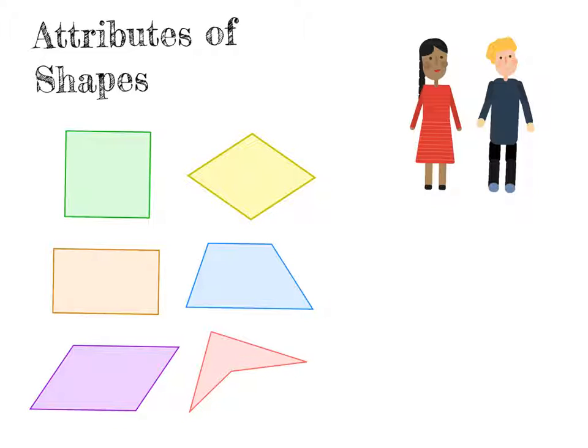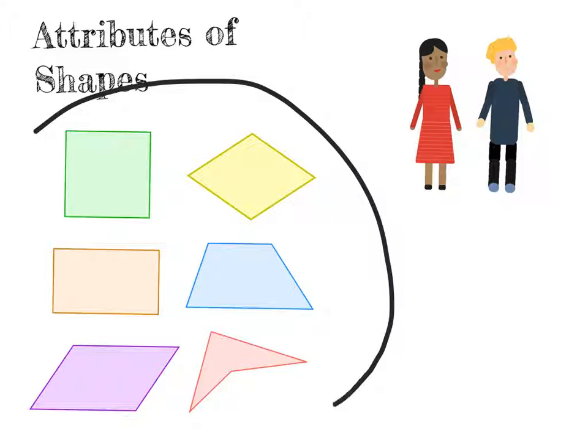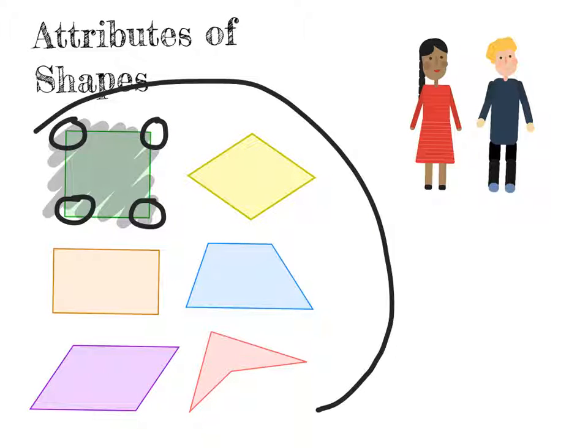Let's look at an example of shapes and their attributes. What are some of the ways that we can identify these shapes right here? Well, to start off, for example, each of these shapes have 4 corners. Let's count them off. 1, 2, 3, 4. We can do another one just to be sure. Let's do this one. 1, 2, 3, 4.